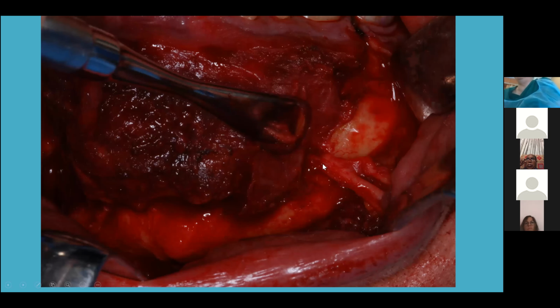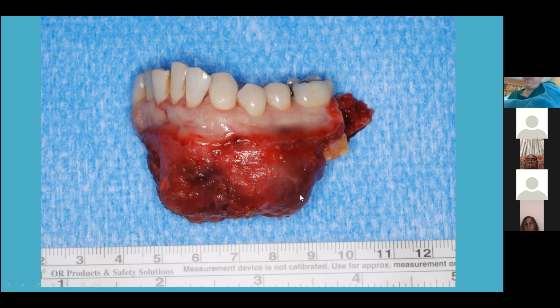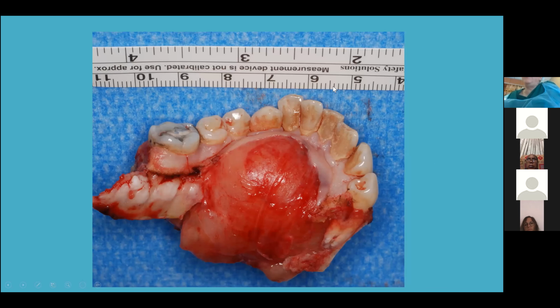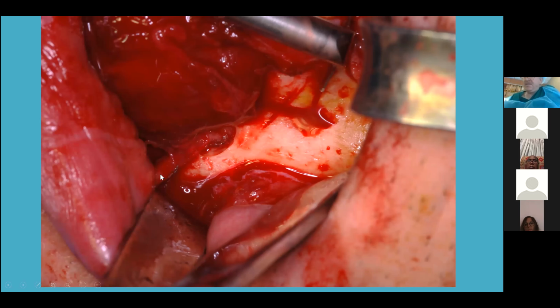We identified the mental nerve, which was preserved. Here's the surgical specimen removed. You can see the size of the tumor and its expansion. We preserved the mental nerve bilaterally for the patient.